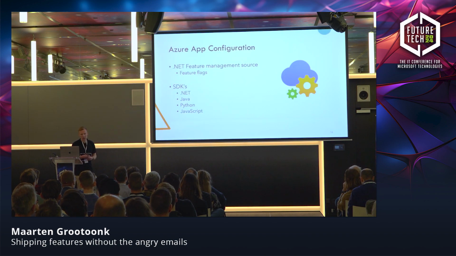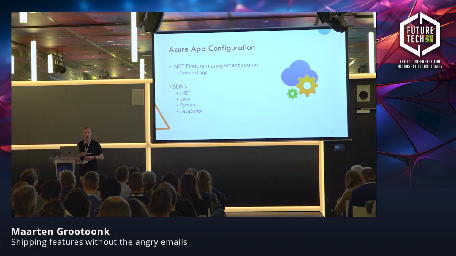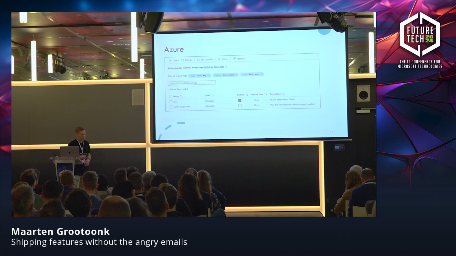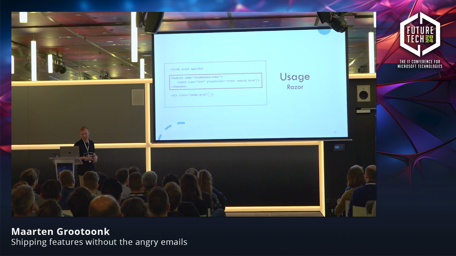Azure App Configuration is an implementation of the feature standard, and it allows you to use feature flags with many SDKs, not just .NET, but any other popular language. The interface is quite simple. It's booleans. So you have the name of your feature on the left side, and you have enabled yes or no. Now, why would you need an entire service for that? That will come in later. But this is it in the most simple case.